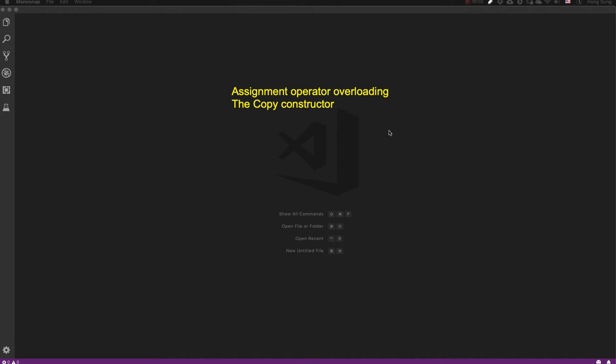One of the important topics in operator overloading is overloading the assignment operator and the copy constructor. You don't need those for all classes you define, but when a certain condition is met, you have to provide operator overloading for assignment and the copy constructor. So in this lesson, we are going to study that.